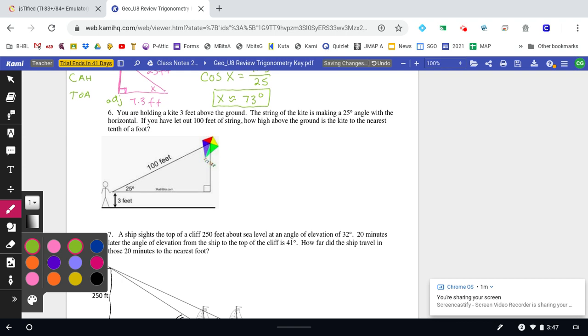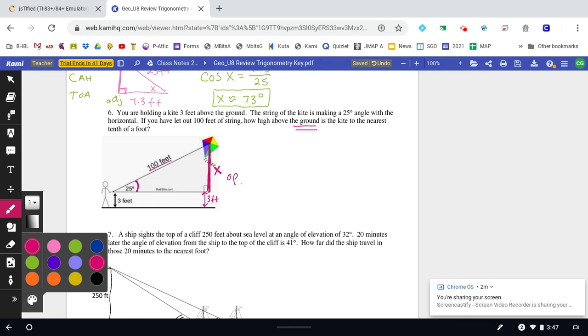Number 6. You're holding a kite 3 feet above the ground. The string of the kite is making a 25-degree angle with the horizontal, and you've let out 100 feet of string. How high above the ground is the kite to the nearest tenth? All right, so whatever we get for our x, we have to remember that we're also 3 feet from the ground. So whatever we get for our answer, we're going to have to add 3 to.